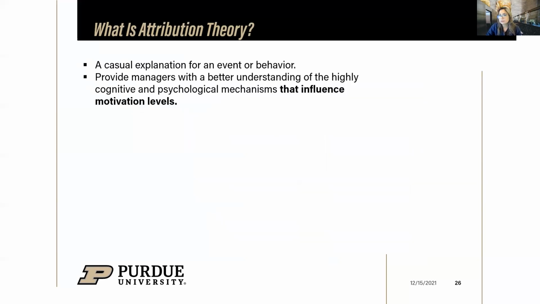So these are some of the models of the reinforcement theory. We learned about the attribution theory in the previous module, and now attribution theory has been used to explain motivation between high and low achievers.